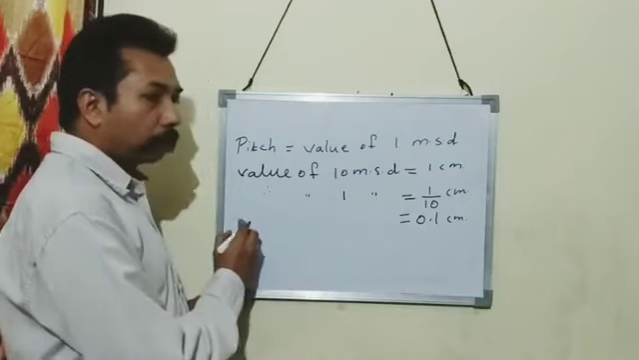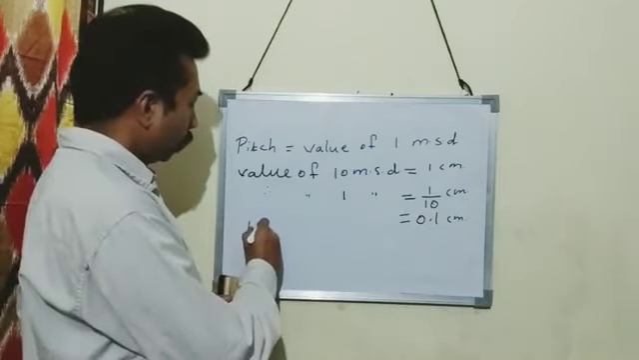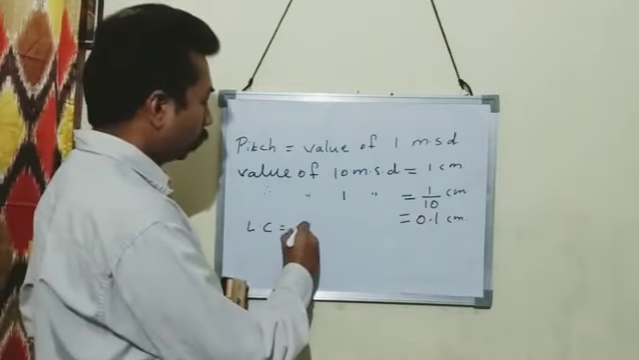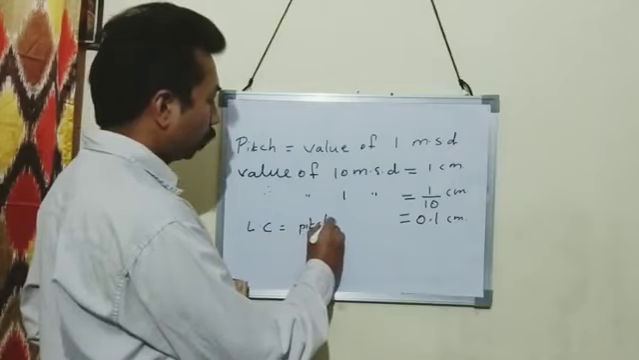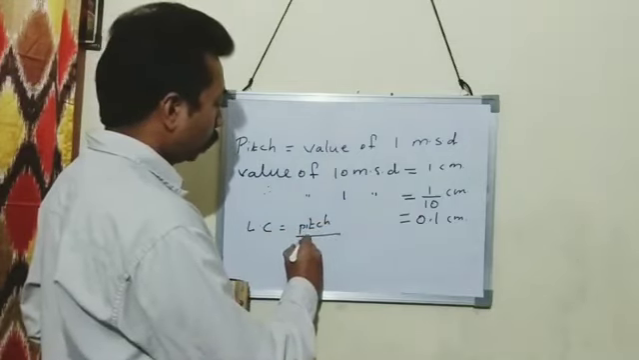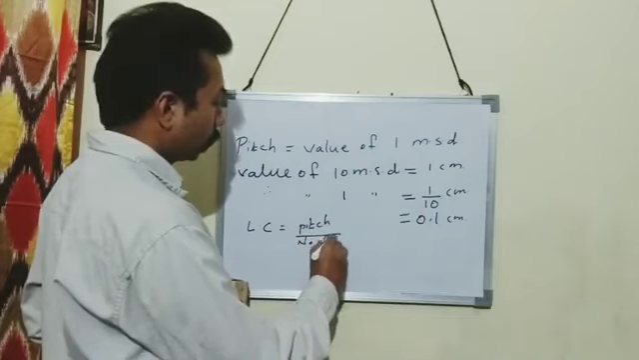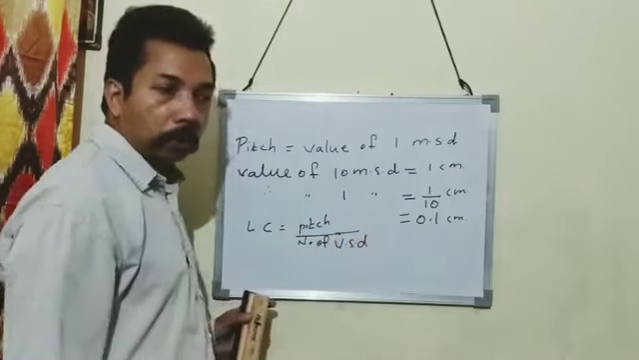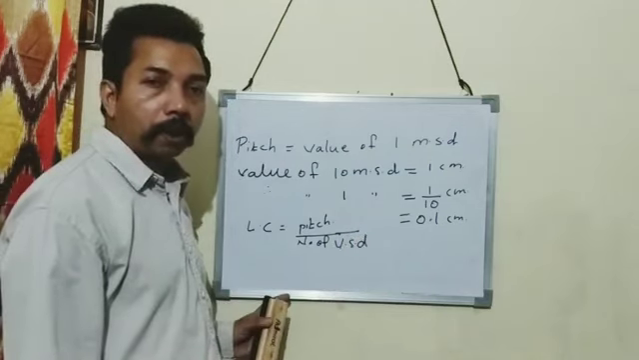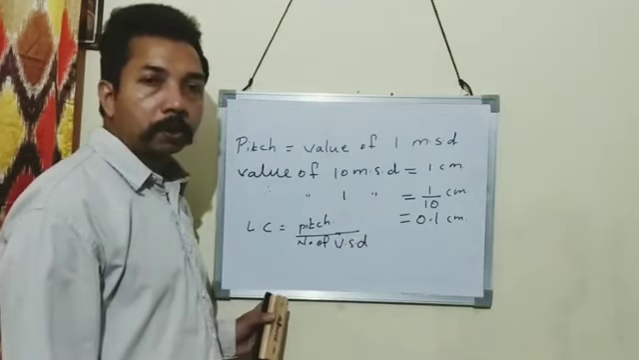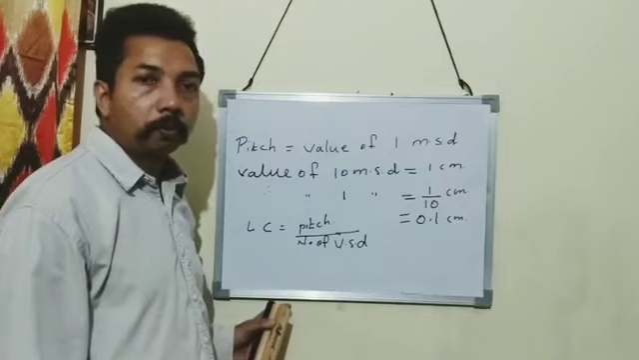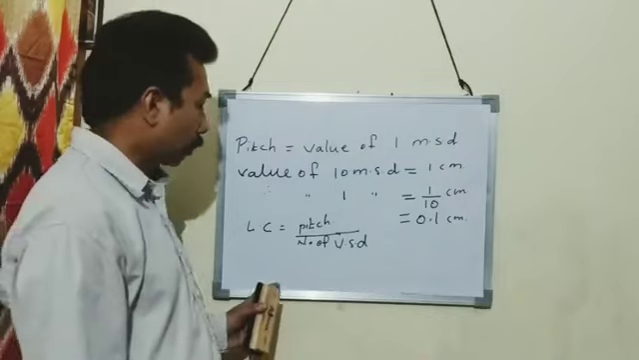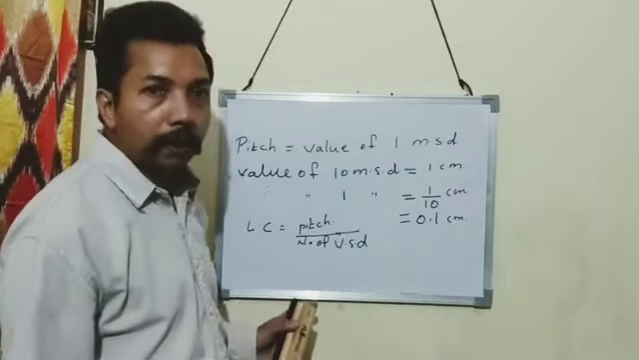Now we will do the second part, least count. So we will write the formula of least count. The least count is equal to pitch upon number of vernier scale divisions. You must know the formula. If you know the formula, you just substitute the values in the formula and you will be able to get the answer.